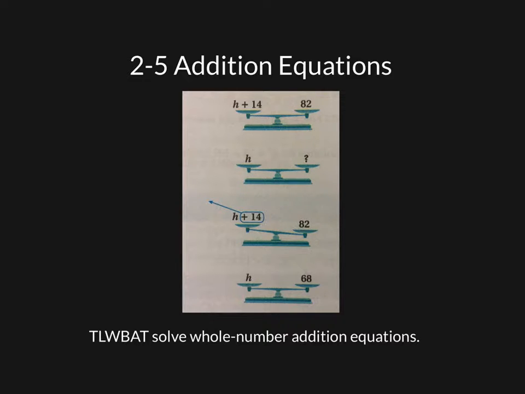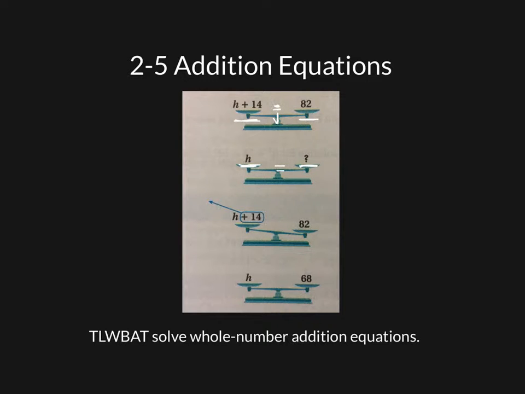Okay, if we look at this balance, you can see on one side is h plus 14, and on the other side is 82. And remember that this part in the middle is our equal sign. Okay, so we want to find the value of h, and in order to do that, you have to get h all by itself on one side and figure out what it's going to be equal to. Okay, so that's our goal.